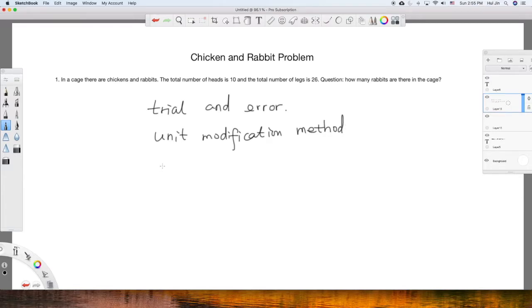And the last method is the algebraic method. I would say for a lot of parents, when they learned a lot of math, they will prefer this method. On the other hand, actually I don't prefer this method because this kind of kills a bit of creativity, and we'll see why. So let's go through these methods.